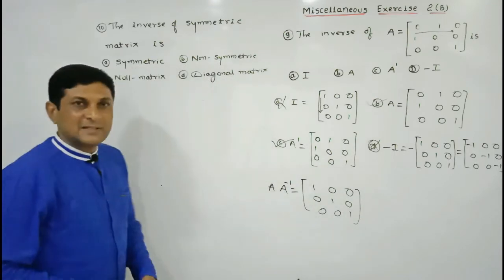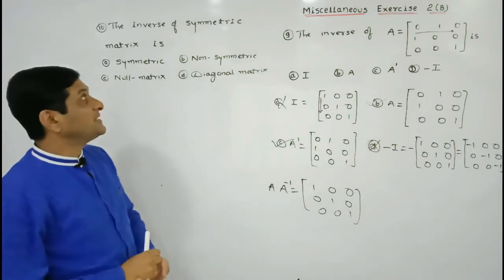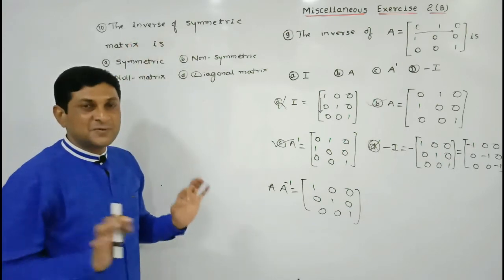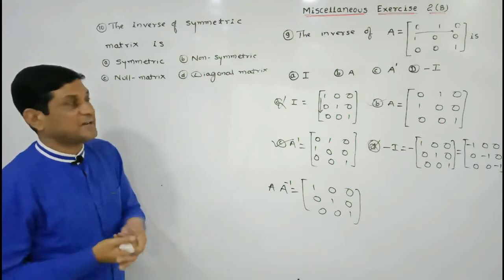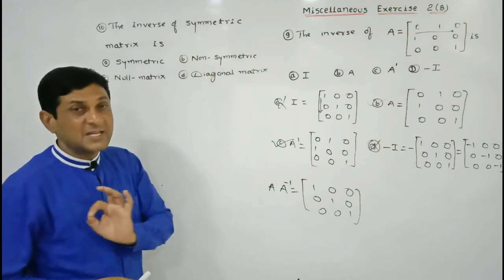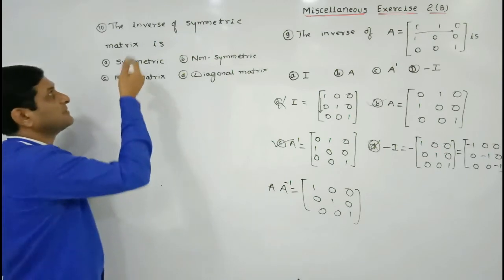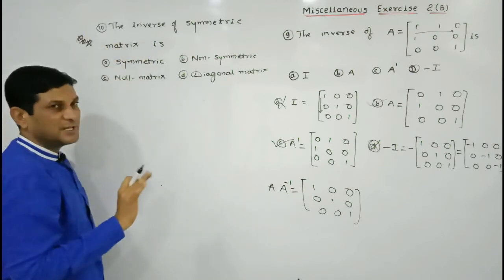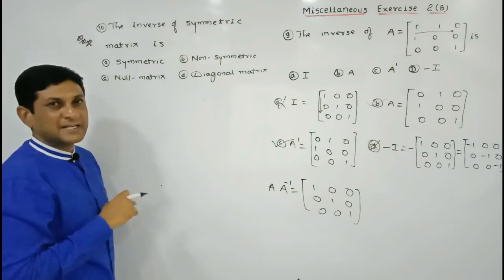Now see example number 10. In this case we have to check that the inverse of a symmetric matrix is which matrix. So options are symmetric, non-symmetric, null matrix or diagonal matrix. So simply you have to remember that the inverse of a symmetric matrix is always symmetric. Remember it as a note, but we will discuss it by considering one example.